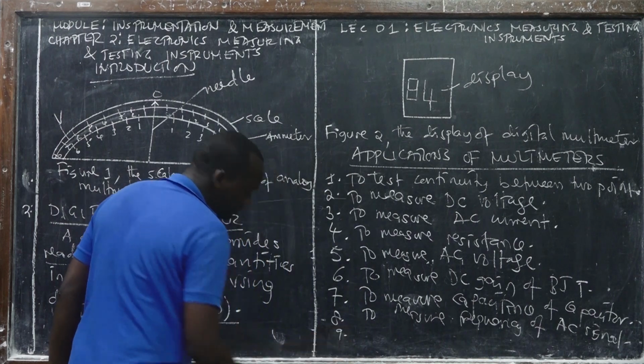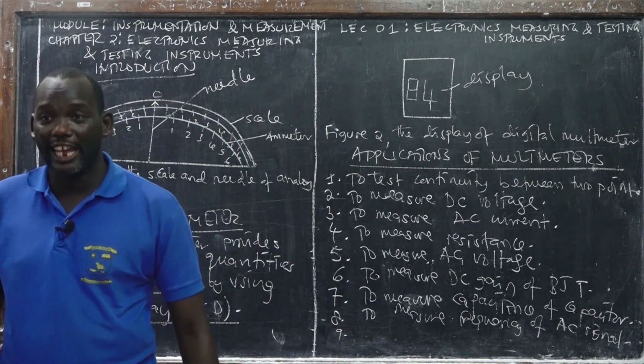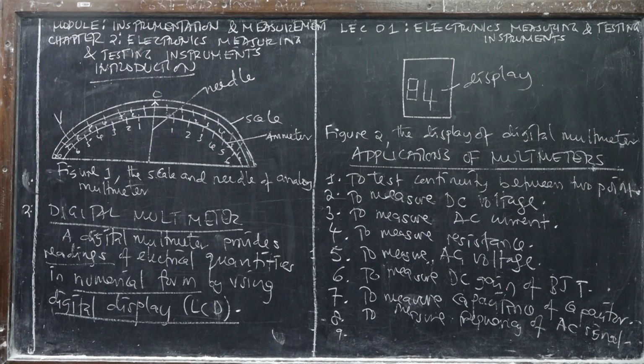Number 9. If you had mentioned 10, in exam I will ask you to mention 20 applications of multimeter. Yes, Alice, number 9. To measure what, my friend? Are you in class or you are still out? You are in the class. Tell us, number 9 there. To measure what? It's already, he has mentioned. Alice is discussing with her neighbor.